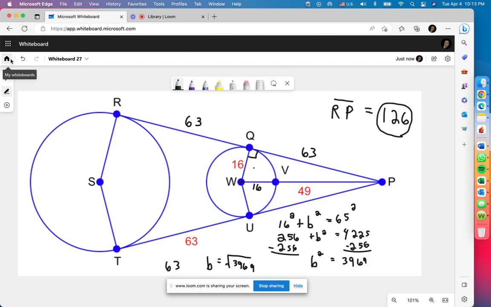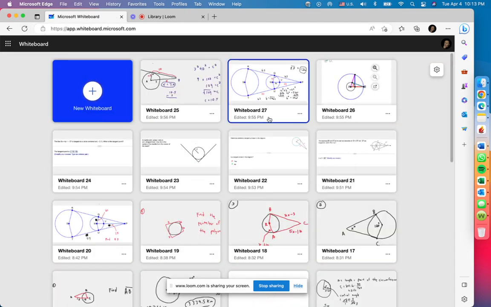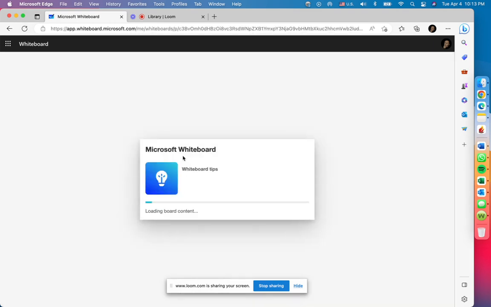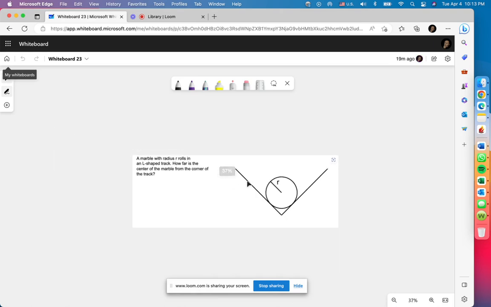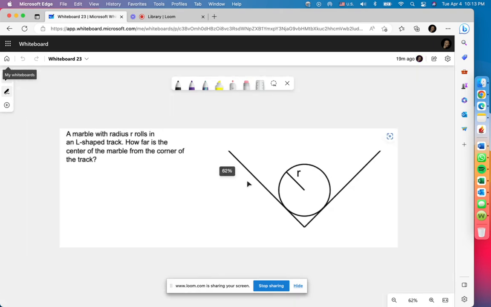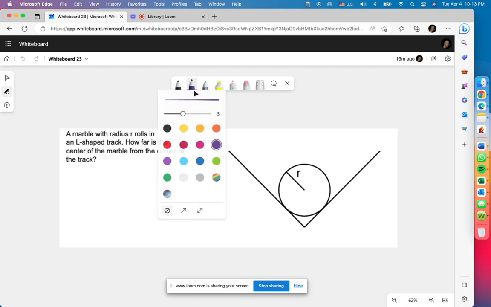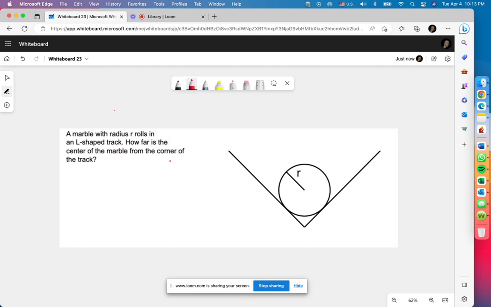And these are different types of problems that you have on your assignment, which I thought just looked very interesting. This one gave me a headache because I didn't really know what they were talking about at first. I do know what they're talking about now, but it kind of threw me off. It says a marble with a radius R rolls in an L-shaped track. Okay, great. Let's change the color. All right, how far is the center of the marble from the corner of the track? Say, what in the world?